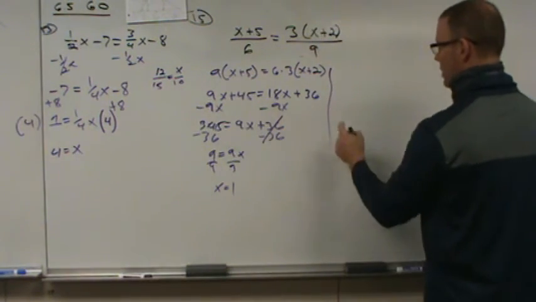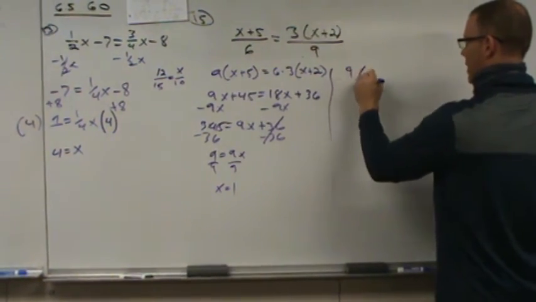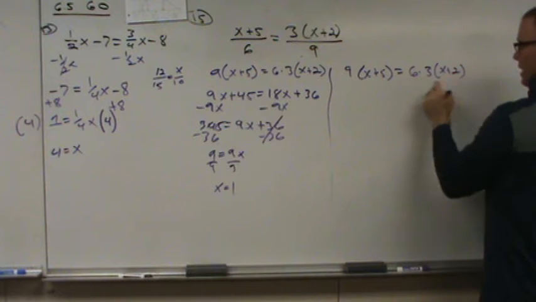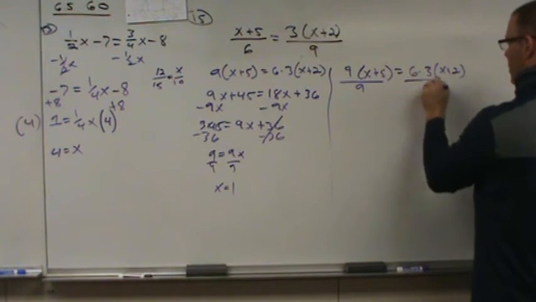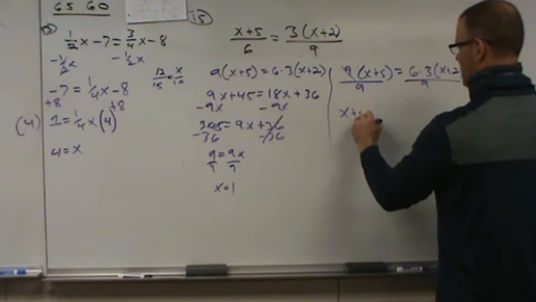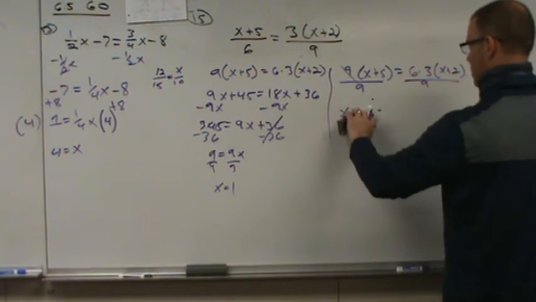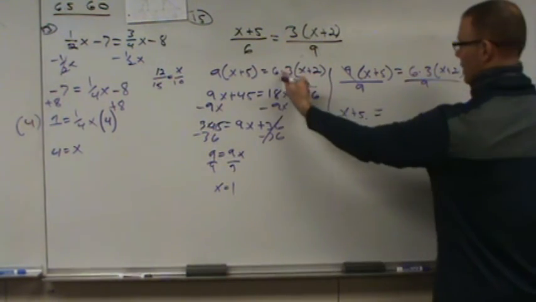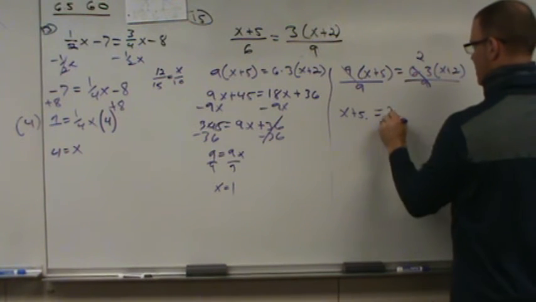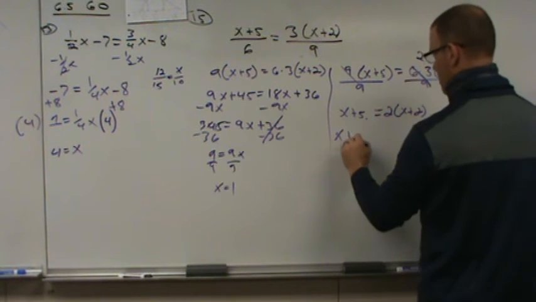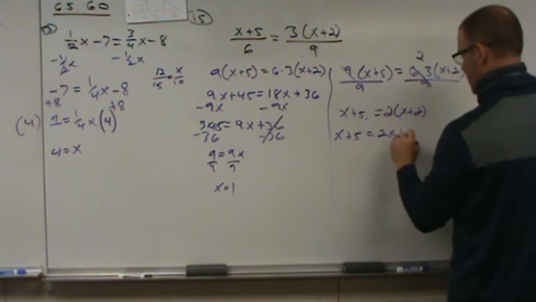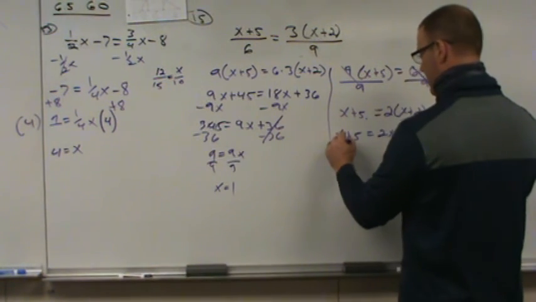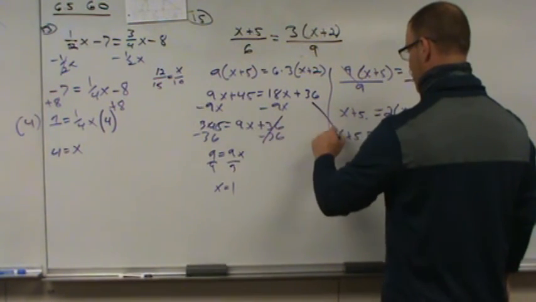Now there's another way you can do this. When I get to here, 9 times x plus 5 equals 6 times 3 times x plus 2, I can avoid a step in here. I'm going to avoid a step by dividing by 9. X plus 5, don't need the parentheses. X plus 5 is equivalent to, if this was 18, like we said it was here, I can cancel that and reduce it to 2. 2 times x plus 2, which is x plus 5 equals 2x plus 4, and the only difference is I'm working with small numbers. Believe it or not, these are equivalent equations.